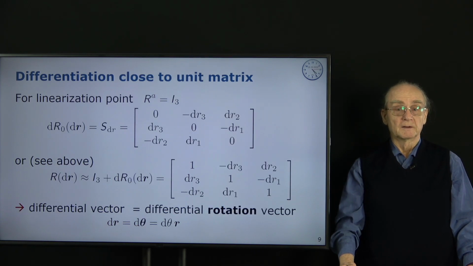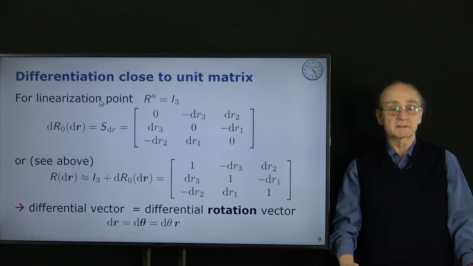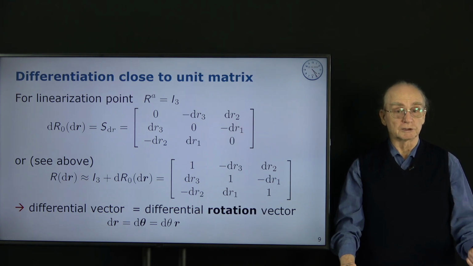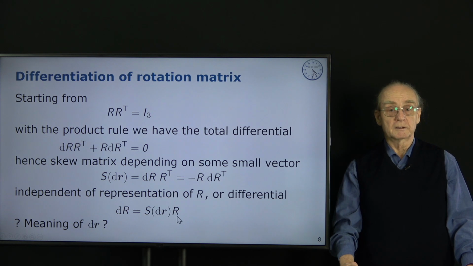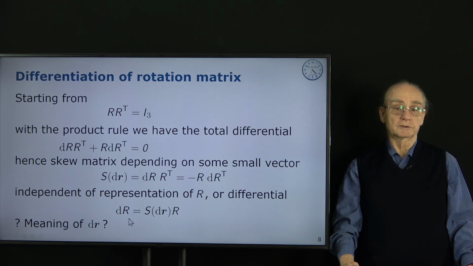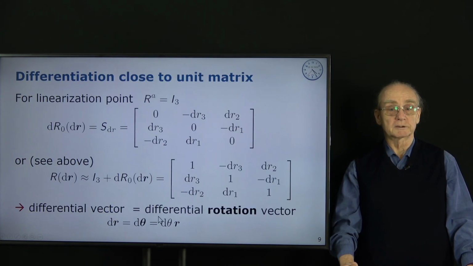It should. So let's linearize at some point. And we start with linearizing the rotation matrix at the unit matrix. That means at 0 rotation. So if we take here the unit matrix, we find out that the change of the rotation matrix is just the skew-symmetric matrix. So we have here the change of the rotation matrix at 0 rotation is depending on some small differential vector dr, and this is a skew-symmetric matrix of this vector, which is this expression.